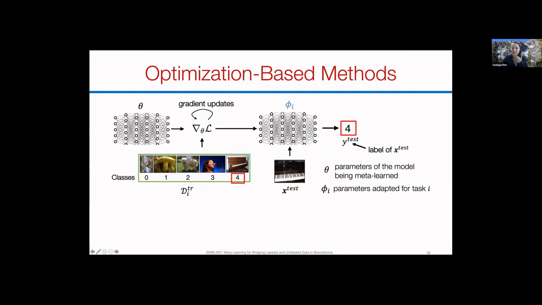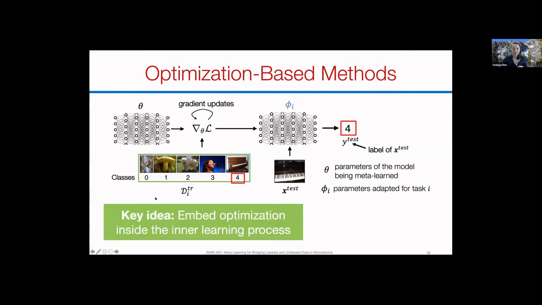And in particular, what I mean by when we optimize this optimization process is we can learn these initial parameters theta. And we can also learn other things like the learning rate and other parameters of this optimization process. So essentially the key idea of optimization-based meta-learning is to embed an optimization process into this inner learning process. So why might this make sense?